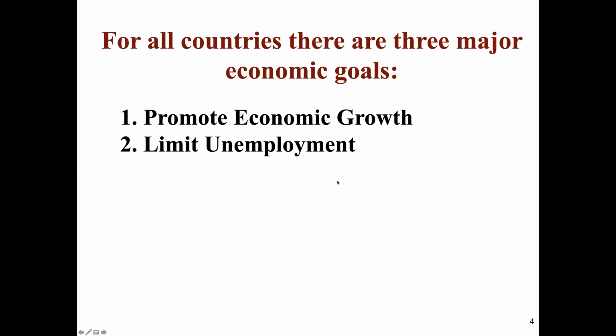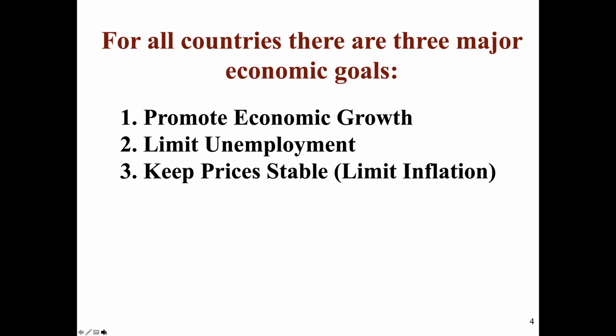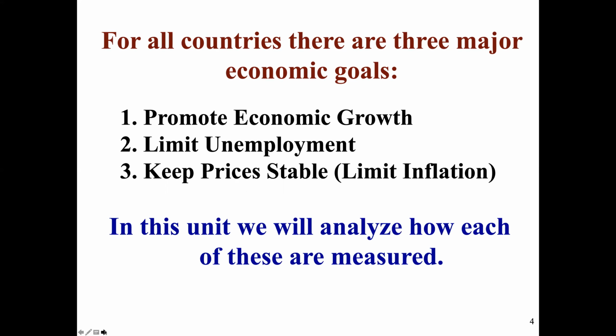We also want to limit unemployment. So we want to keep folks working in their jobs as much as possible, earning income. And then finally, we want to keep prices stable, and that is through limiting something called inflation. So we're going to look at these 3 indicators this unit, and we're going to talk about the kind of ranges that we want to keep them in for a nice, healthy economy.